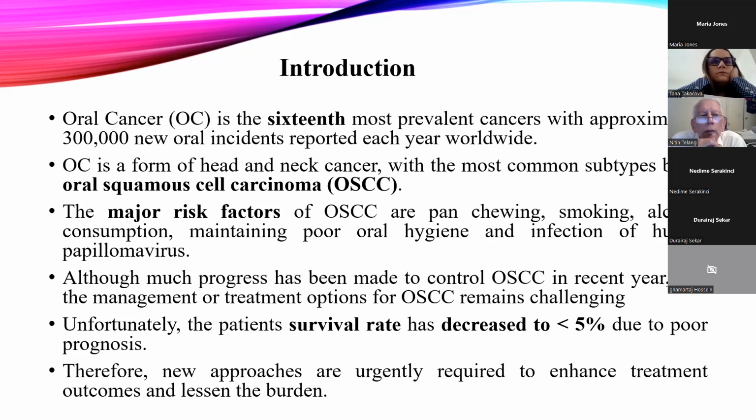So let me talk about OSCC. In a nutshell, oral cancer is the 16th most prevalent cancer, and it's a silent killer. We don't know how it happens sometimes, with approximately 300,000 new oral cancer cases reported each year worldwide. Oral cancer is a form of head and neck cancer, with the most common subtype being oral squamous cell carcinoma. So these are the subtypes of oral cancer.